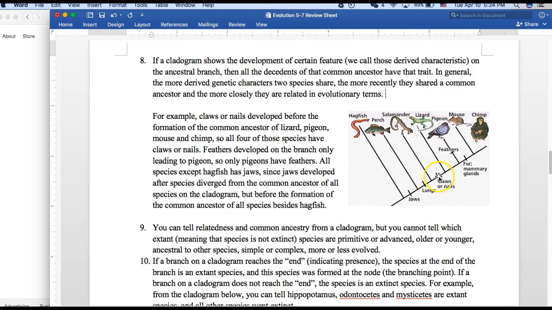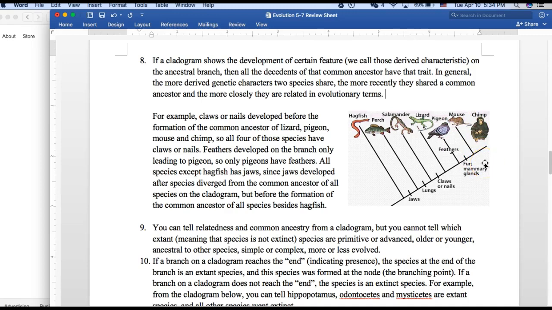And then the next one is claws or nails. All of these species would have claws or nails because this common ancestor evolved after claws or nails, this characteristic, was derived. And then the next one will be feathers. Only the pigeon developed feathers. And then for fur and mammary glands, these two developed before this common ancestor. So all the descendants of this common ancestor will have fur and mammary glands. So mouse and chimp both have fur and mammary glands.